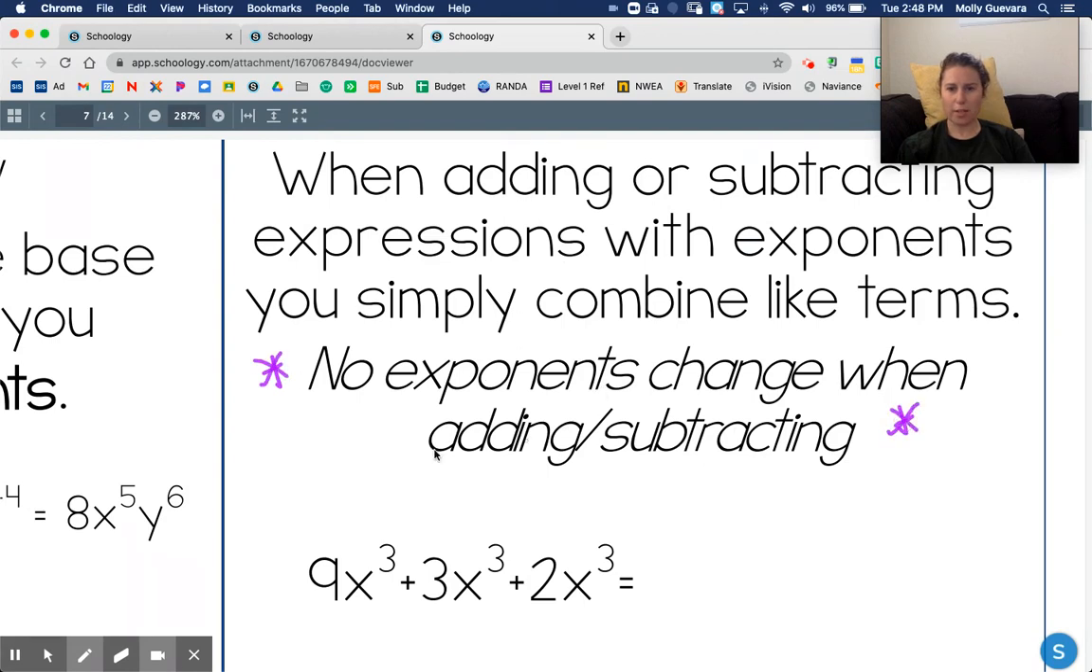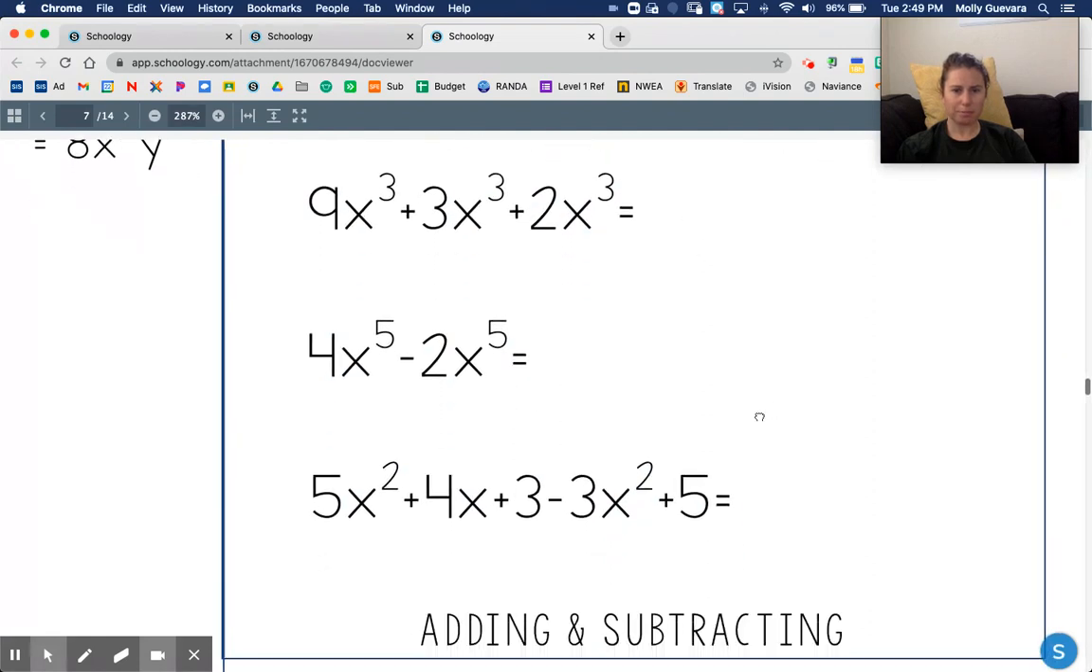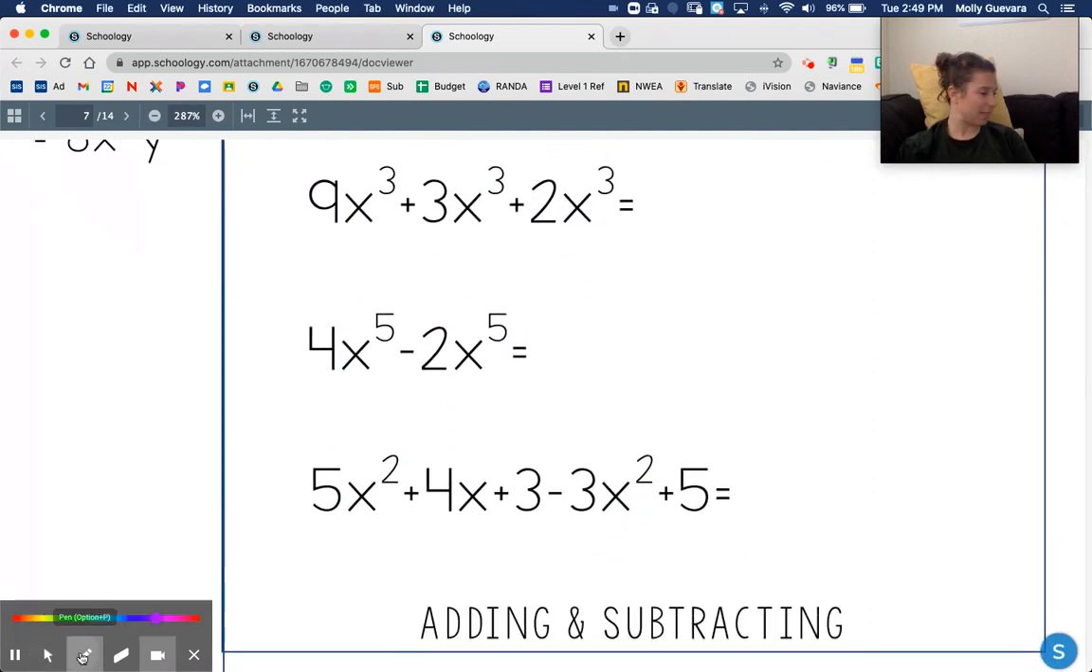There's no exponents change. You're not, oh, I did not mean to cross that off. Jeez. Exponents are not changing when you add or subtract. You're just combining like terms. So important, okay? So like here, we have 3 examples. I'm just combining like terms.